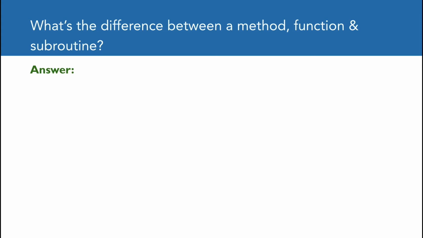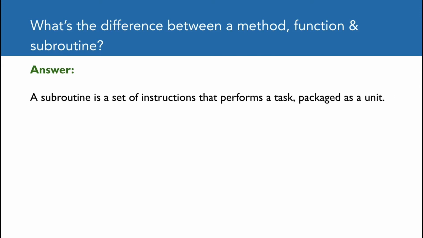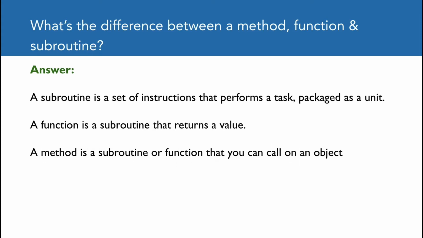So the technical definition would be, a subroutine is a set of instructions that performs a task packaged as a unit, which is just like a function. So the difference is that a function is essentially a subroutine that returns a value. Now, in terms of what a method is, well, a method is a subroutine and a function. They're kind of synonymous and can be used interchangeably. But the key difference is to know what the difference is between a subroutine and a function, which is the function returns a value, a subroutine does not.